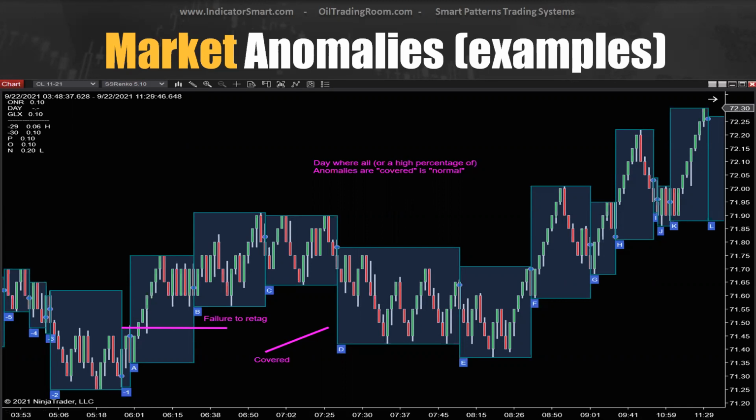Most of the time, the market doesn't leave a lot of anomalies. You saw that last chart we did, it left a bunch of anomalies on there. And on this chart, we're not seeing so much. We got a failure to retag, but then it touches it. And then when it goes higher again, you see G period comes back and touches E. H goes higher, but there's overlap there. We get I inside and it goes higher. And so by the end of the day, there are 0 anomalies left on the chart.